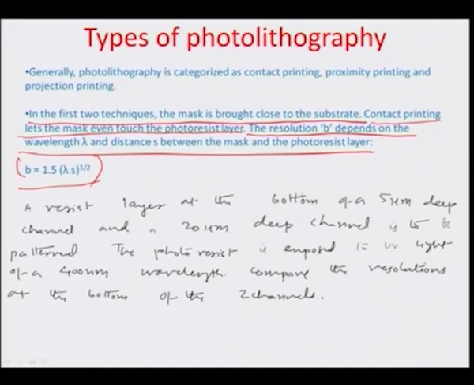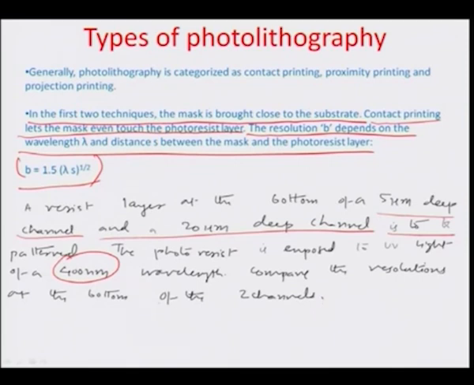So, I have a small problem designed for you to solve. Let us say you have a resist layer at the bottom of a 5 micron deep channel and a 20 micron deep channel. So, there are two different illustrations. In one, the channel is 5 micron deep, in the other the channel is 20 micron deep, and this is to be patterned using contact lithography, and the photoresist is exposed to UV light of about 400 nanometers in wavelength, and we want to compare the resolutions B at the bottom of the two channels.